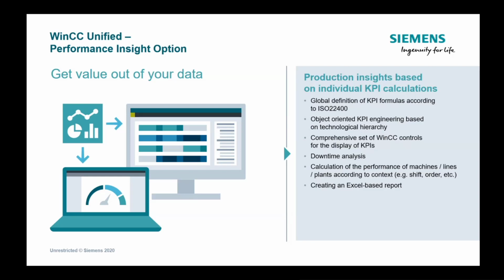We can use it for the purposes of downtime analysis to find out why we may have some unplanned downtime. And we can also use it for calculation of performance of machines, lines, complete plants, applying various different contexts to it as well. So for instance, we could look at different shift patterns. We could look at the comparison of day shift versus night shift. And because we're archiving the data, we can have a look at this over different time periods as well. Finally, not only can we visualize it directly in the WinCC Unified system itself, but we can also expand this out onto reporting using the WinCC Unified Excel-based reporting tool.